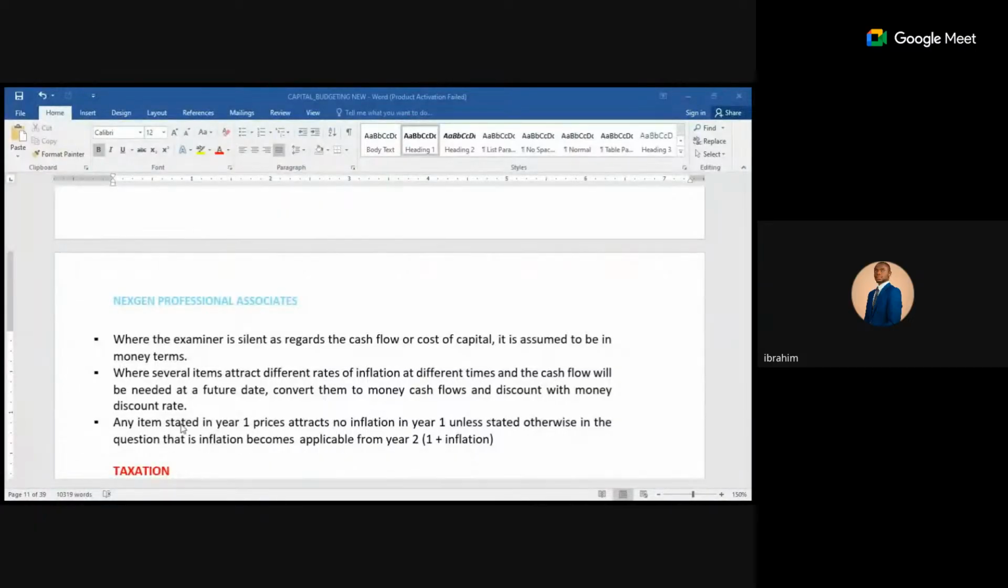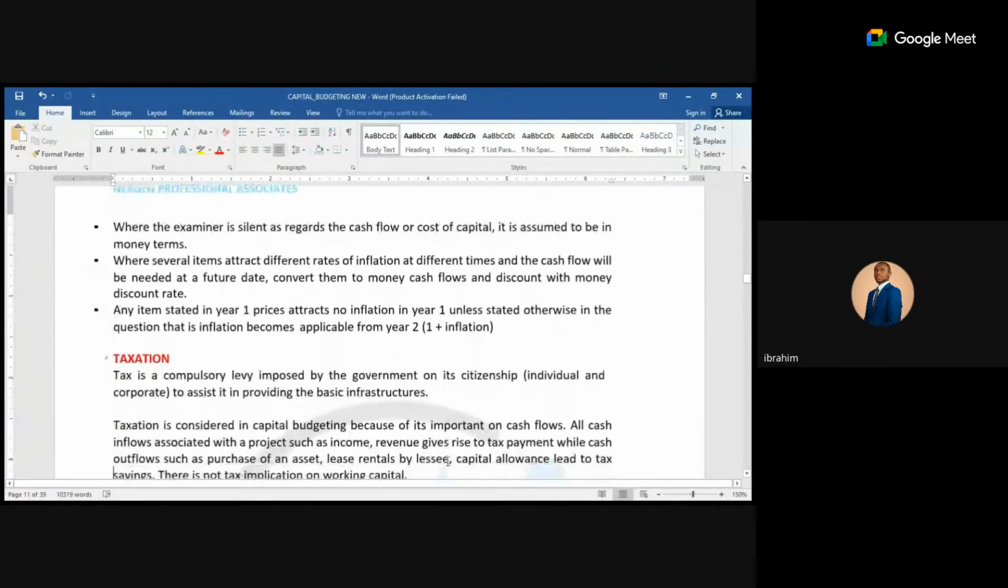So where the examiner is silent as regards the cash flow, when the examiner is silent about the cash flow, it is assumed to be what? A money term. Class, when the examiner is silent such that you don't even know whether it is money or real, it is assumed to be money term, and so on like that. Please, you have the material, you can read on that.